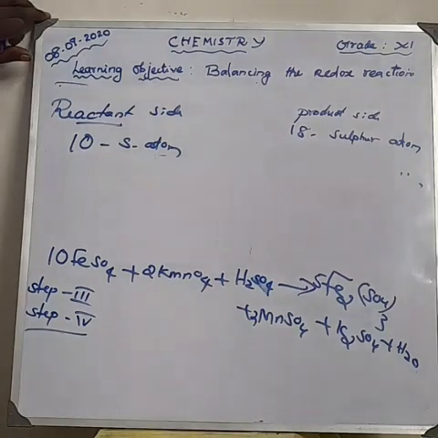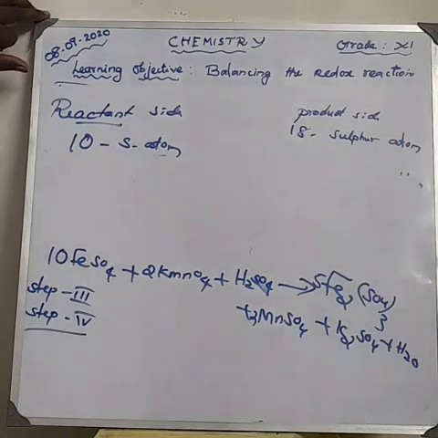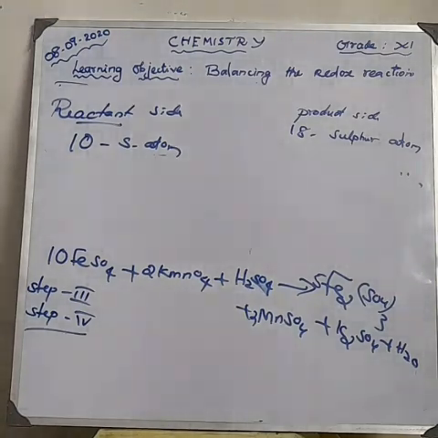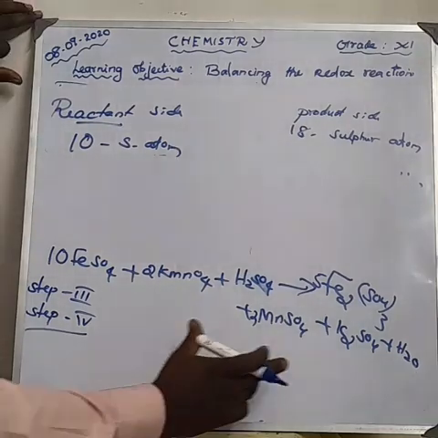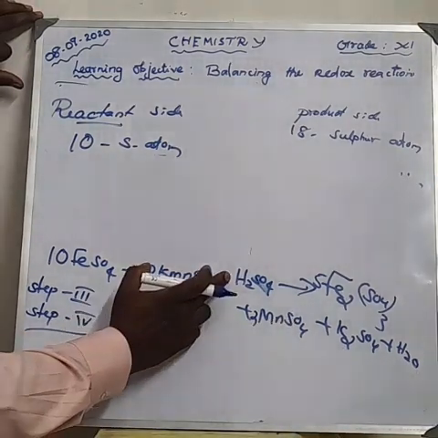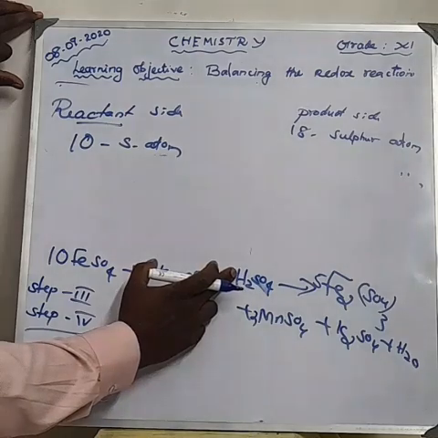So how can we balance that? Here there is a difference in sulfur: here 10 sulfur, there 18 sulfur. The difference is 8 sulfur. So the reactant side has to be balanced by multiplying sulfuric acid by 8. Here it should be sulfuric acid; on the reactant side it should be multiplied by 8.